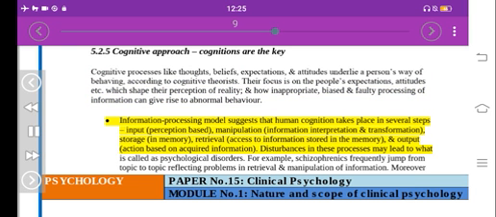The information processing model suggests that human cognition takes place in several steps: input, perception-based manipulation, information interpretation and transformation, storage in memory, retrieval, access to information stored in the memory, and output, action based on acquired information. Disturbances in these processes may lead to what are called psychological disorders. For example, schizophrenics frequently jump from topic to topic, reflecting problems in retrieval and manipulation of information.